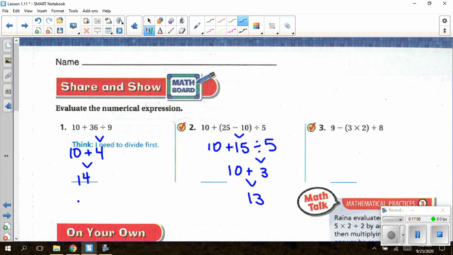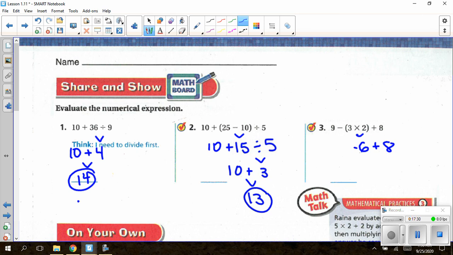It's okay if you don't have your answers written on the line. If it helps, just circle so that way you know which one is your final answer. And that would definitely help me out too. Number 3, parentheses always come first. So 3 times 2 gives me 6.